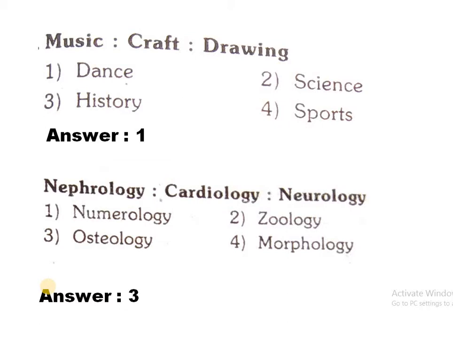So next question is nephrology, cardiology, neurology. So what is the relation between these words? If you find, all are the study of parts of human beings. Nephrology, okay, cardiology, study of the heart, okay, neurology, study of the brain. In that manner, the correct answer is astrology. So astrology is related with the human body, the study of parts of the body. Numerology is different, geology is different, morphology is different. So the correct answer is 3.